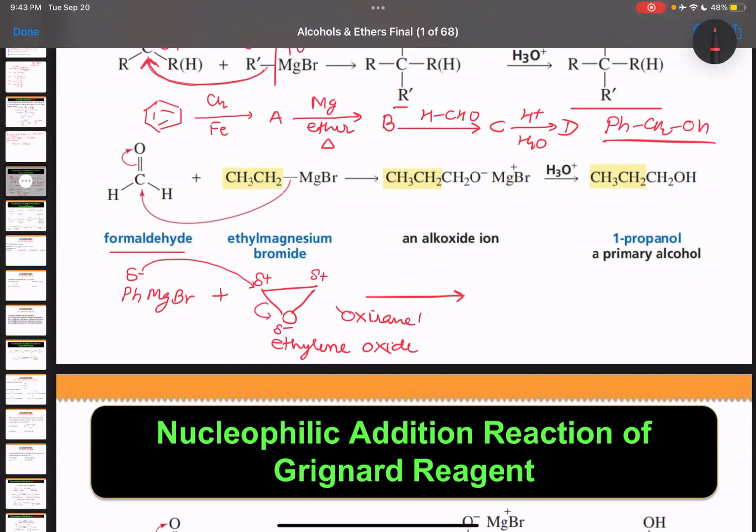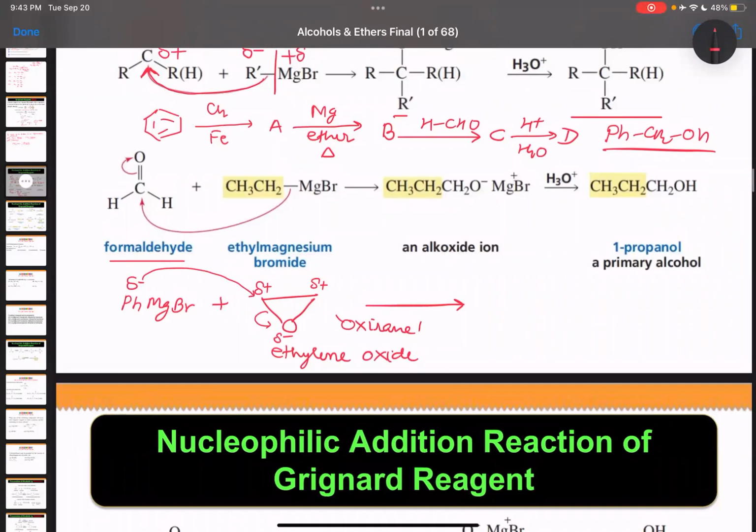because this is an SN2 reaction. Sir, if one molecule is attaching to one carbon, won't the Grignard attach to the other carbon as well simultaneously? No, no. Why will it not happen? Let me tell you.